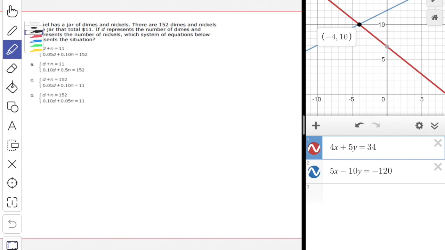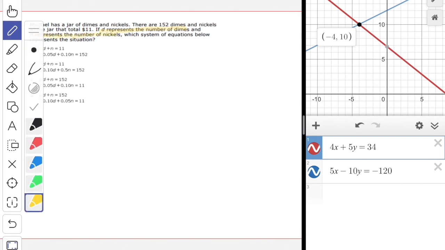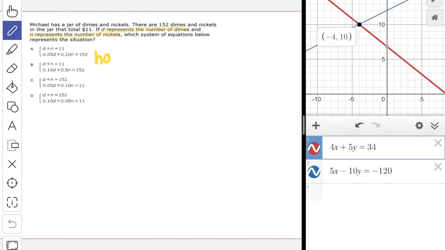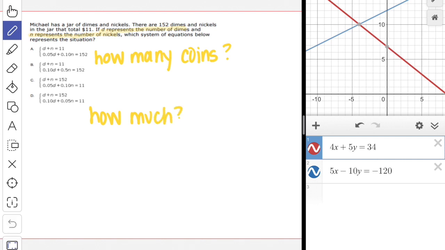So they've already actually told us what our values represent. They told us that D represents dimes and N represents nickels. Now, the other thing that we have in this problem is they've talked about two categories. They've talked about the how many equation, so like how many coins, okay? And they've talked about the how much equation, so how much is each one worth. So we're going to be writing two equations to represent that.